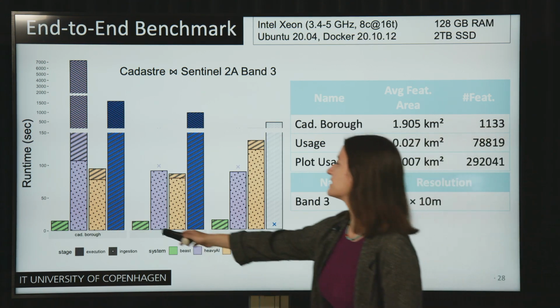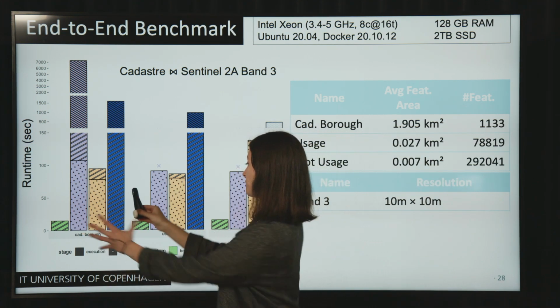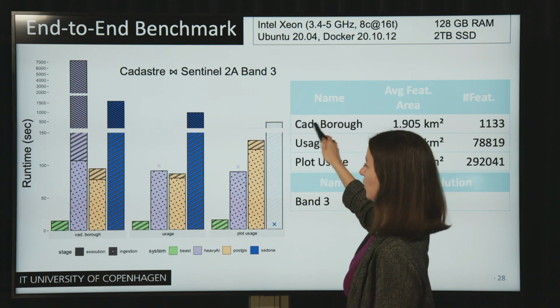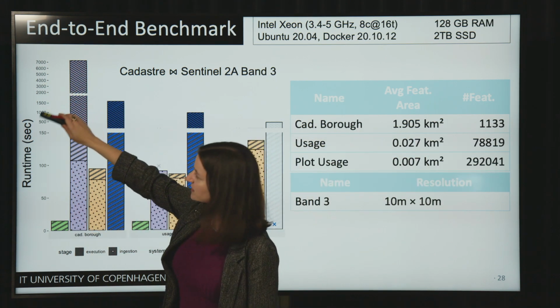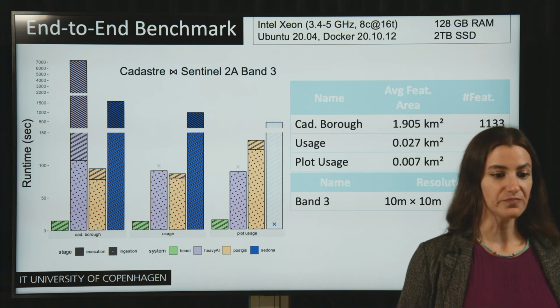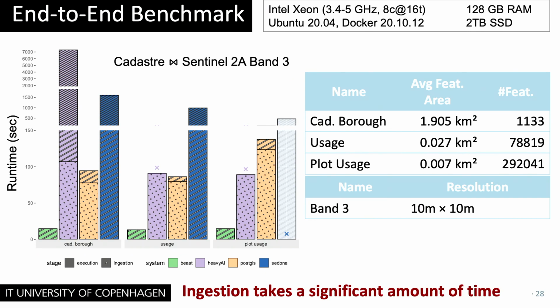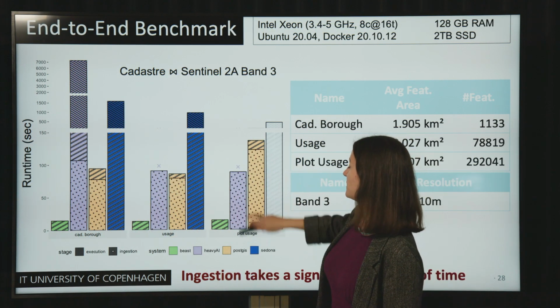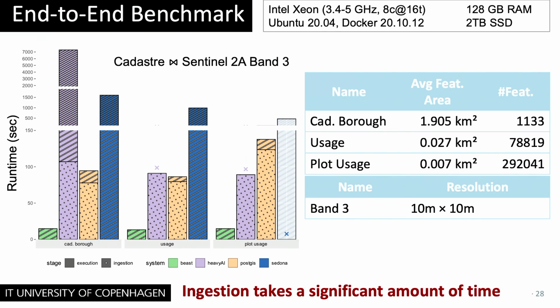Now, on the graph, on the x-axis, we have four different spatial systems, and then we also have three groups, where each group corresponds to one of our cadastre datasets, so borrow, usage, and plot usage. And then on the y-axis, we measure the runtime in seconds. Now, this runtime, we split it into two parts, the actual execution time and the data ingestion time. I won't go into all the details of the graph, but one important observation here is that when using a database management system like PostGIS, which is the system that you see with the orange color on the graph, then the data ingestion time actually dominates the overall runtime.